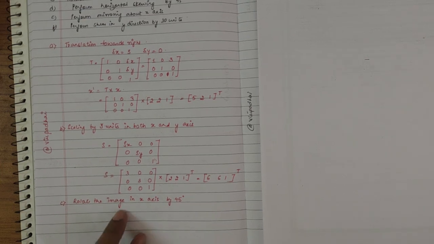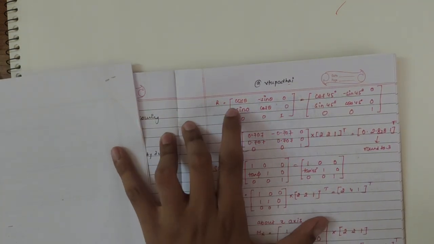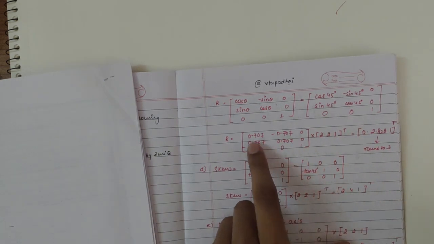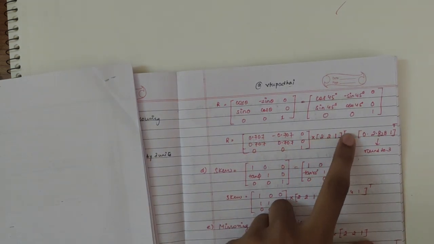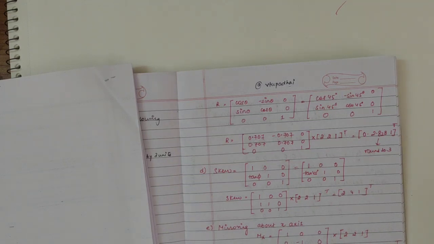Now rotate the image about the x axis by 45 degrees. So let's see how. R equal to [cos theta, minus sin theta, 0; sin theta, cos theta, 0; 0 0 1]. Just put the value of theta as 45 degrees. Then you get the value into [2 2 1] transpose. You get the value [0, 2.8281] transpose. Since this is a decimal value, you have to round it to the nearest integer. So it is rounded to 3.